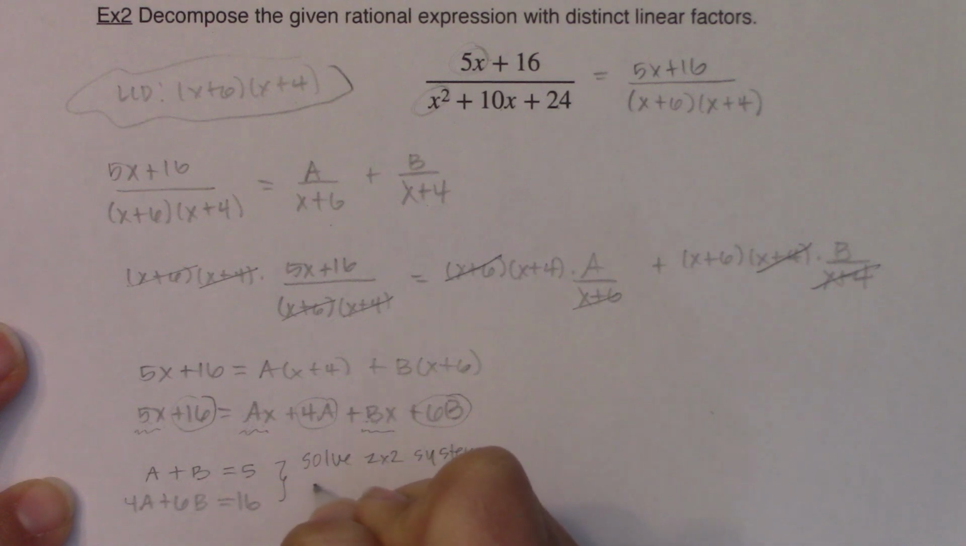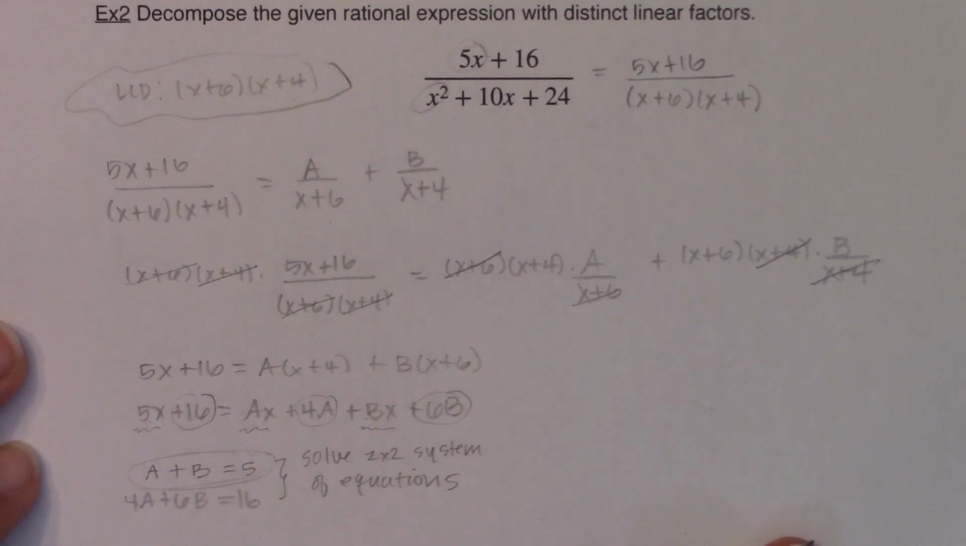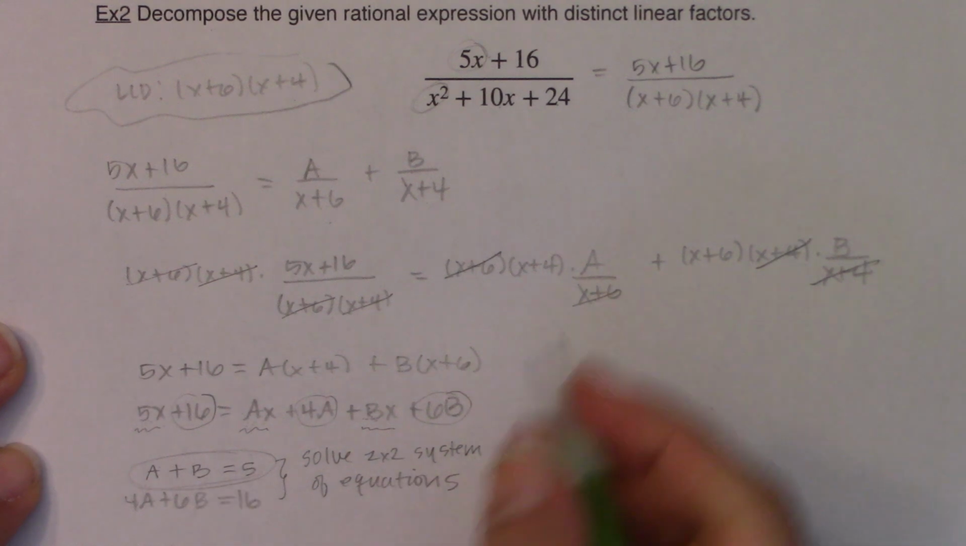Now we can solve, let me write system of equations. We can solve it with substitution. You can solve it with elimination. I'm looking at this and I'm personally going to solve this with elimination. I'm going to multiply this top equation by negative 4 and knock out the a's. So I'm going to do negative 4 times this top equation, and then I'm going to add it to the second equation.